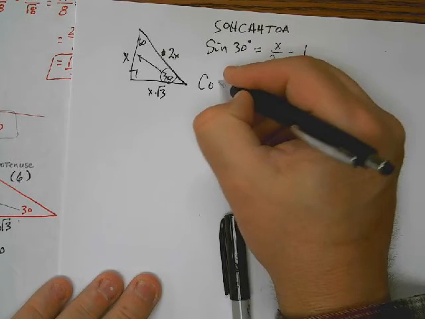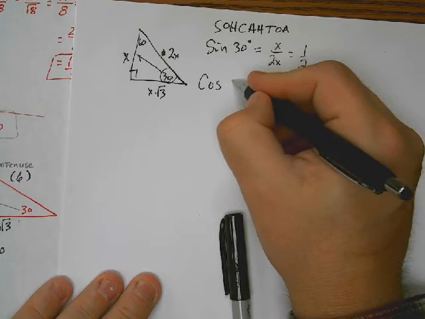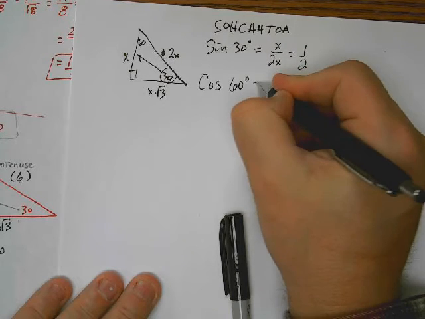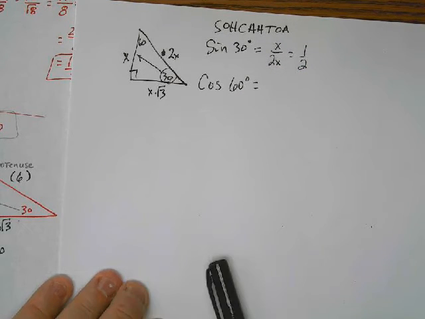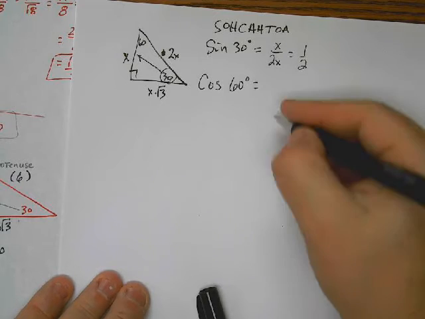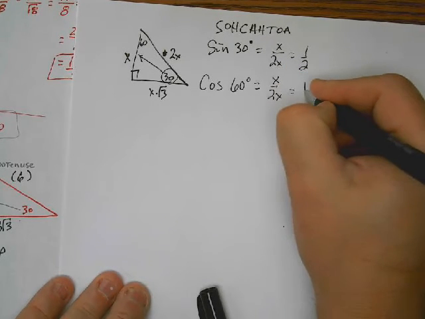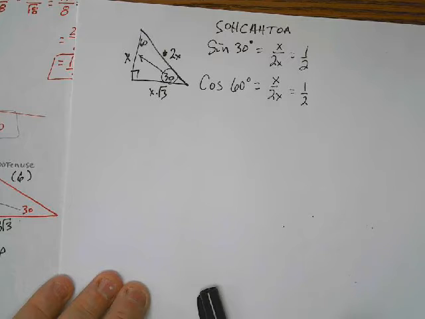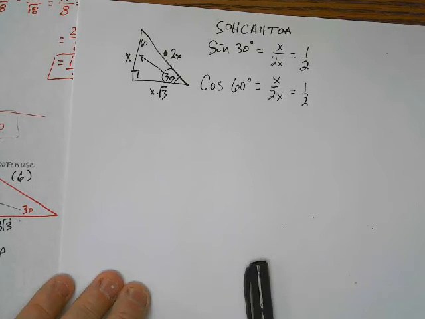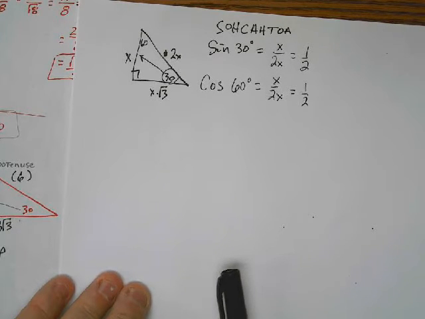Are you good? Okay. This is really challenging. What's the cosine of 60? Remember, those are complementary values. It better be 1/2. Well, you're not doing something right on your calculator. Cosine of 60 is 1/2.